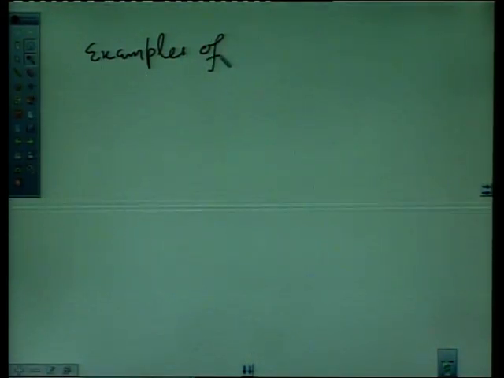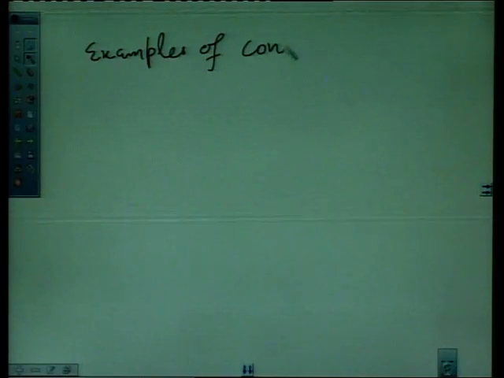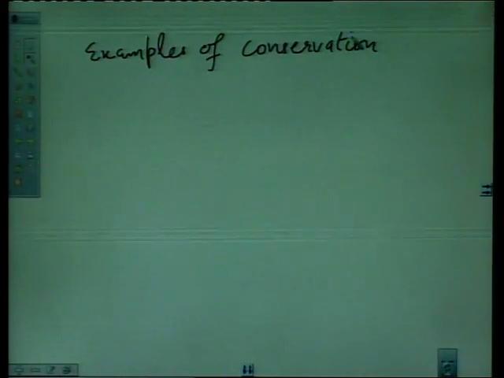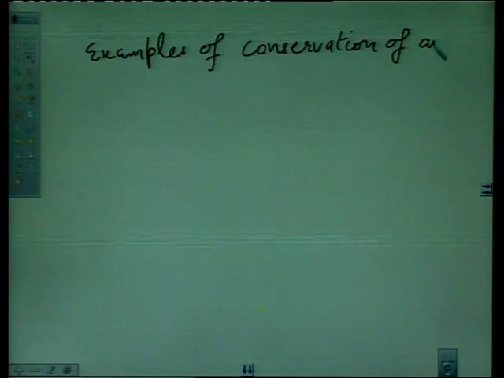So, next are the examples of conservation of angular momentum.